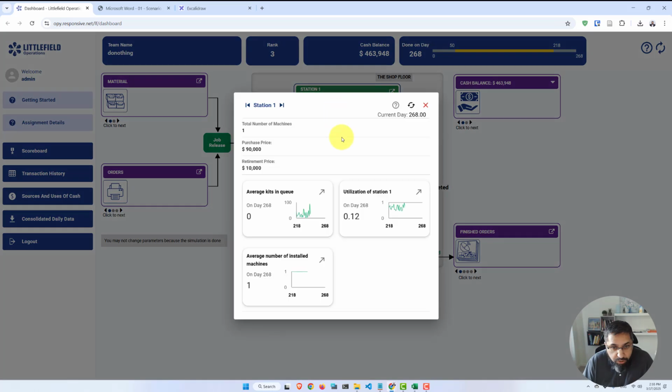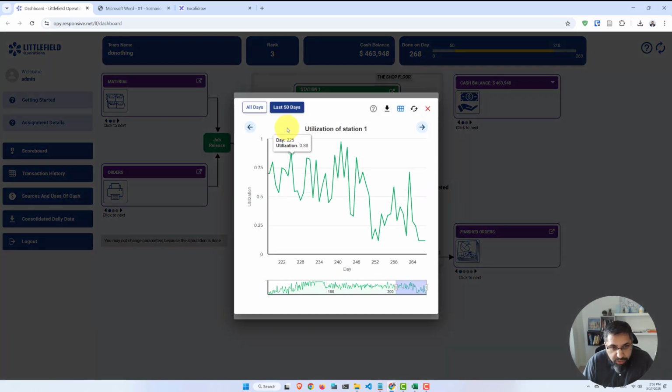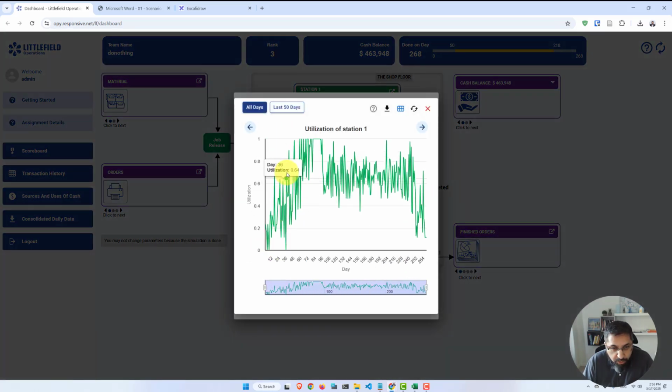So let's examine the utilizations. If you look at station 1, you can see the utilization goes up to 100%. It stayed at 100% for a very short amount of time, only a few days, some days here, then it falls again. So the demand does exceed the capacity here.